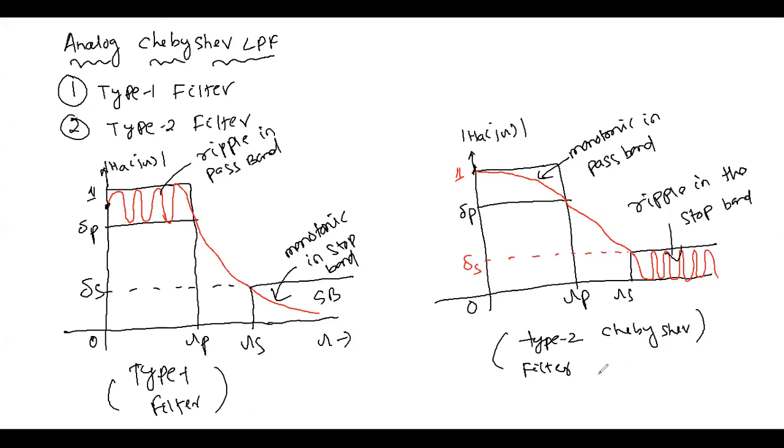But if you see the type 2 Chebyshev filter, it is monotonic in the pass band and has ripple characteristics in the stop band. So what we will discuss in our syllabus is only the type 1 Chebyshev filter. We will not discuss the type 2 Chebyshev filter. Okay, now come to the type 1 Chebyshev filter.